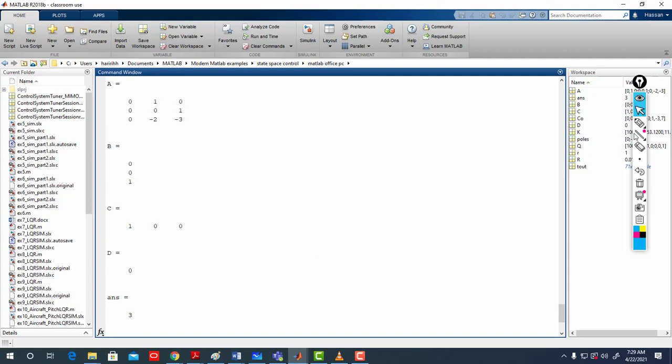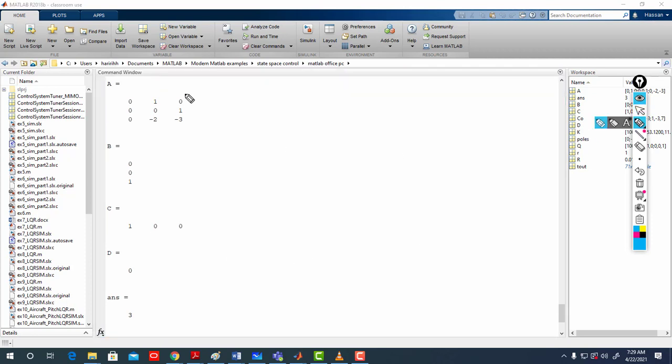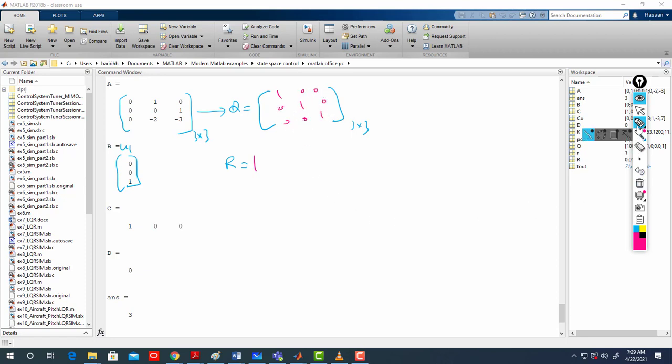If you look at your system, again as we always do, I have three states, so it's a third order system. So I can directly say Q is 3 by 3 as well, okay? And I know I have only one input, so my R is a scalar in general. Let's start first by maybe 1 and 1 1 1, having zeros otherwise.